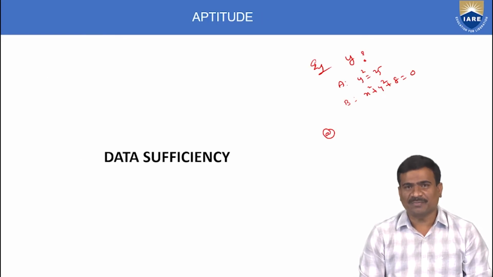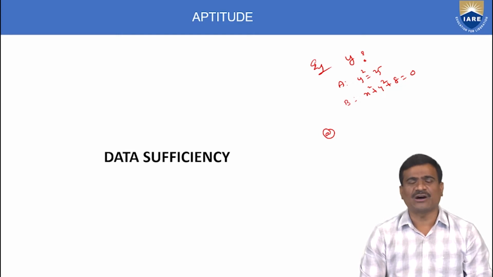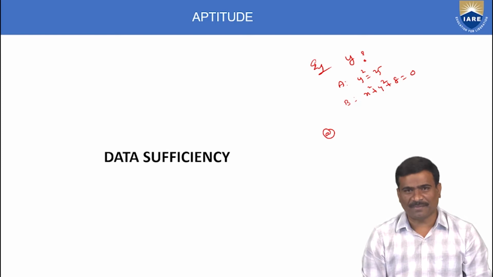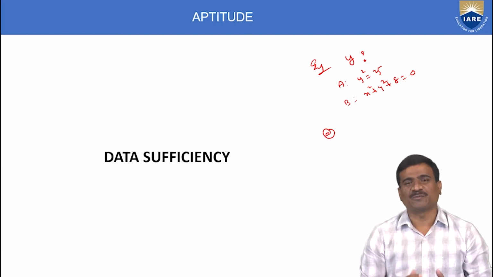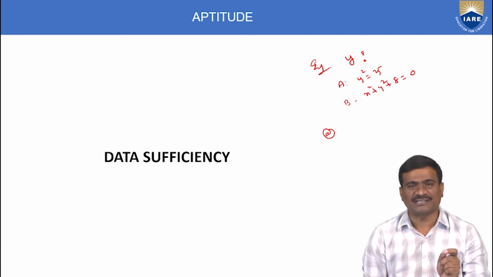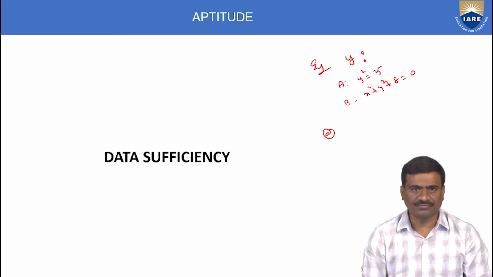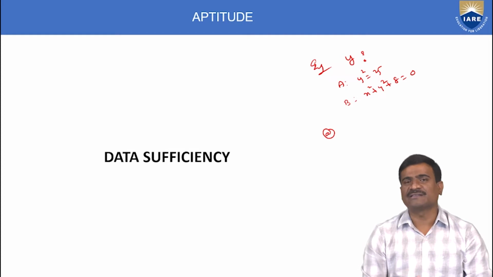Information of the problem: find the variable y. Two statements are given. By using the two statements, calculate the variable y. You check the options, and whichever option is sufficient for the given problem is the answer of the given problem. First example method.